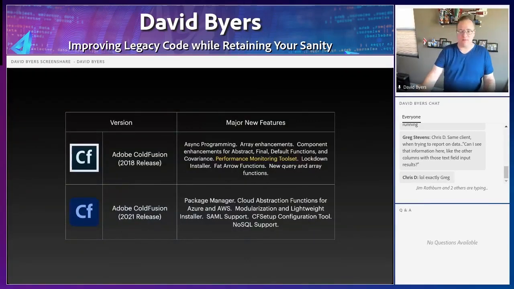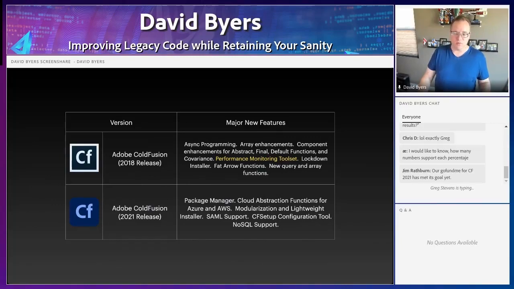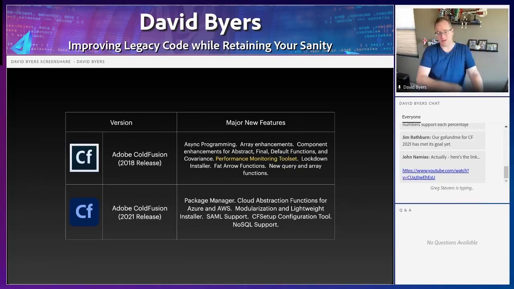I said there was an opportunity for professional development in updating a legacy application. There's lots of new features in the newer versions of ColdFusion that you want to take advantage of. CF 2018 introduced features like asynchronous programming, lots of array enhancements, component enhancements for abstract, final, default functions, and covariance. It also introduced the performance monitoring toolset, which could have been its own release. It's a great tool to understand what's happening on your CF servers. There's also the lockdown installer, fat arrow functions, new query and array functions, so much more. And that's in the previous generation of ColdFusion.